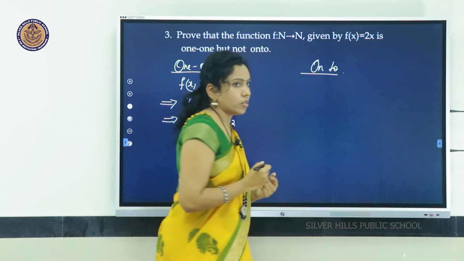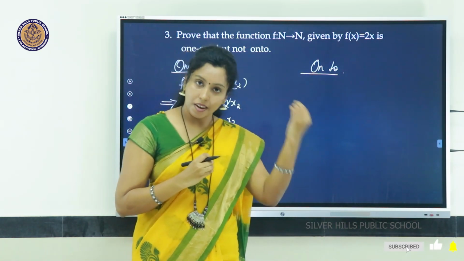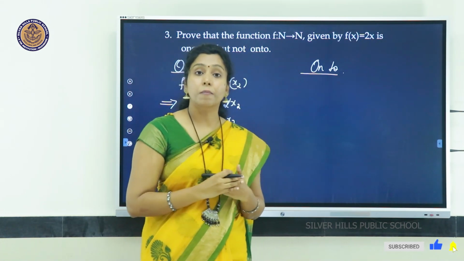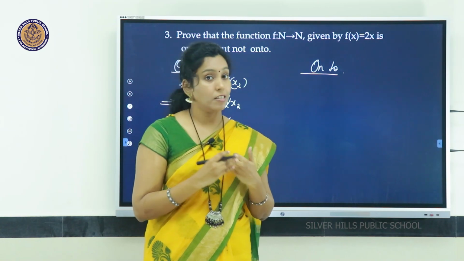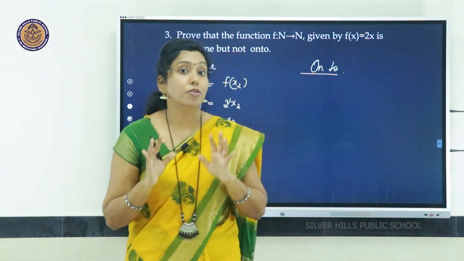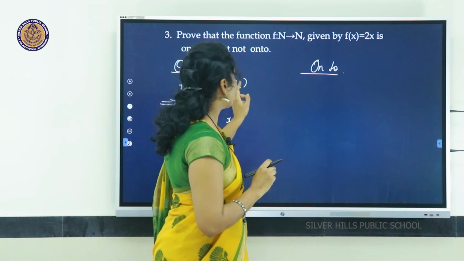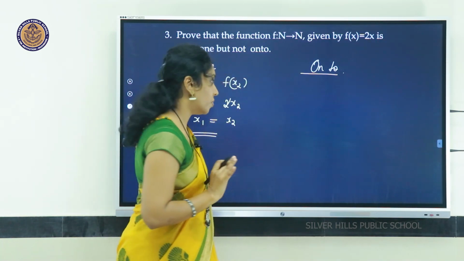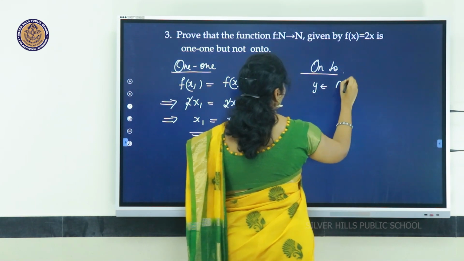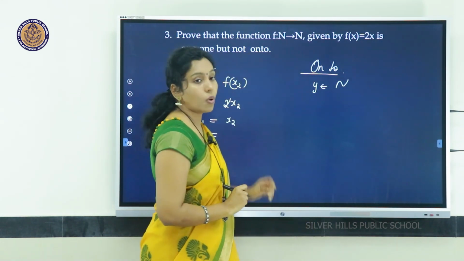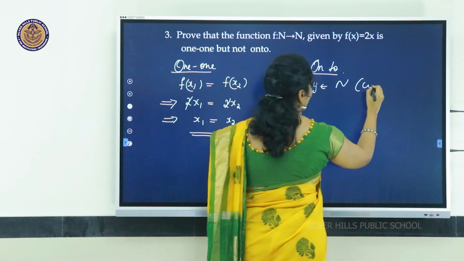So, what was the definition? We will consider y in the second set and then we will prove that there exists an x in the first set such that f of x is equal to y, if a function is onto. But here the question is to prove that it is not onto. So, anyway, let us consider a y in N. Which N is this? It is the codomain.